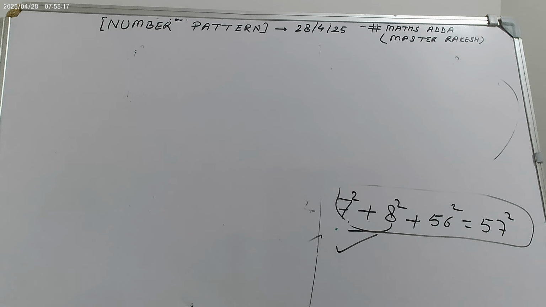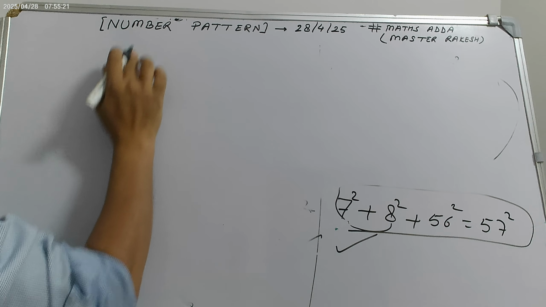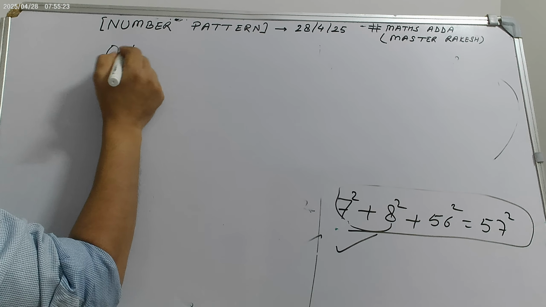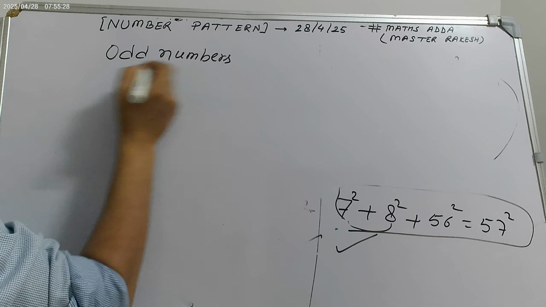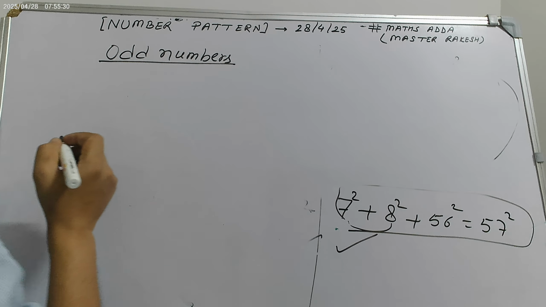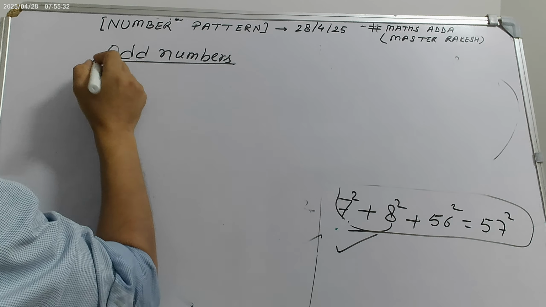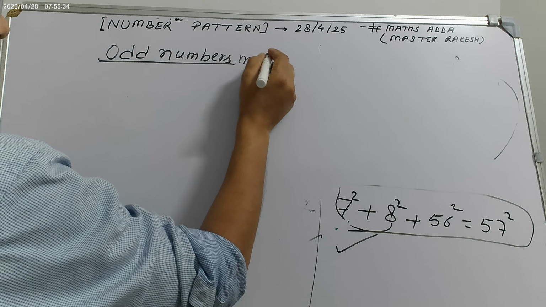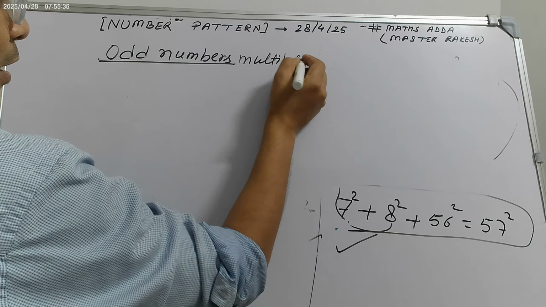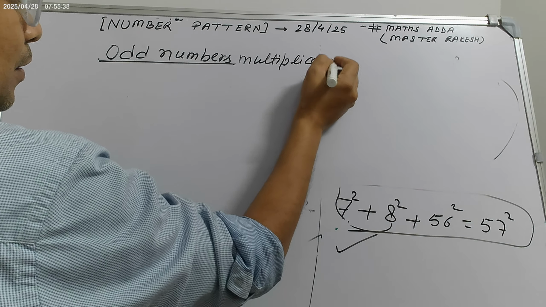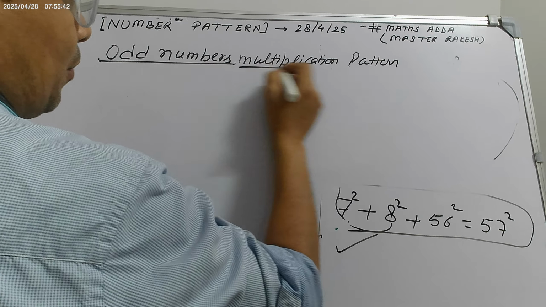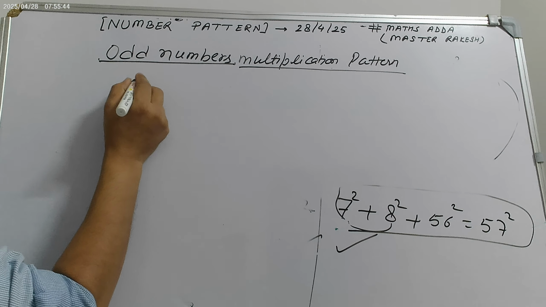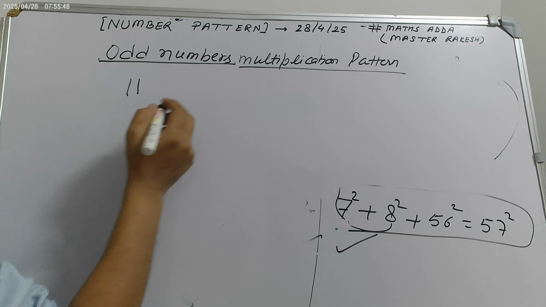The pattern is like this. Suppose I tell you two odd numbers. The odd number multiplication pattern. Suppose that 11 is one odd number.